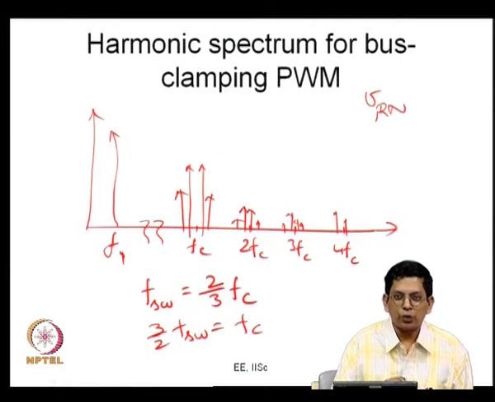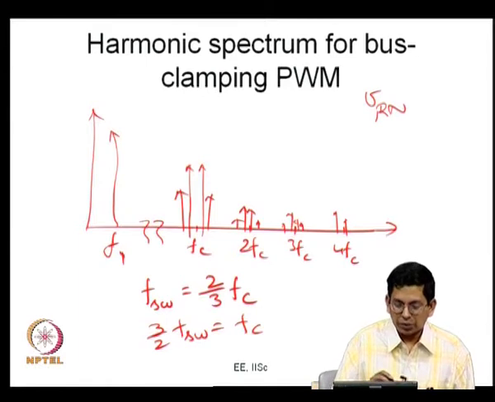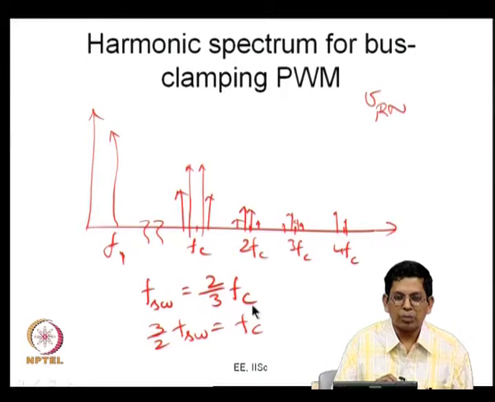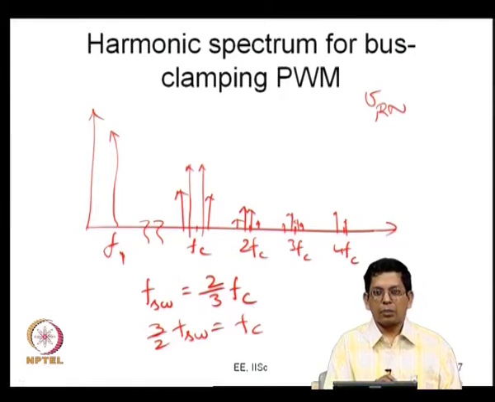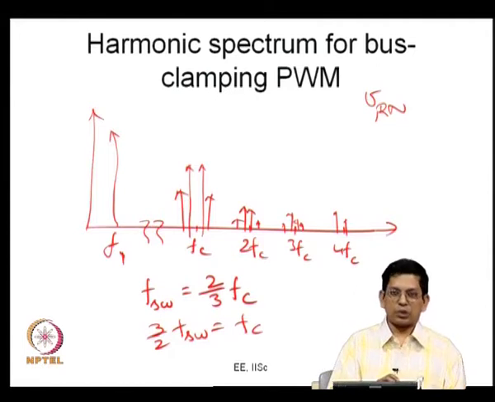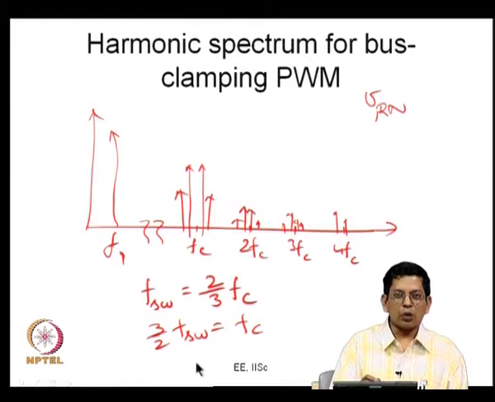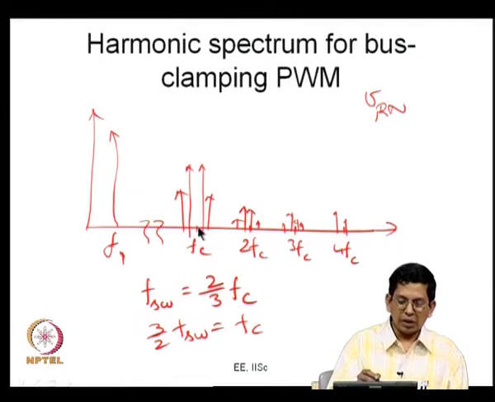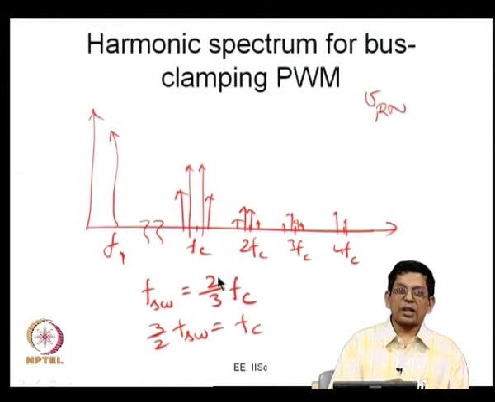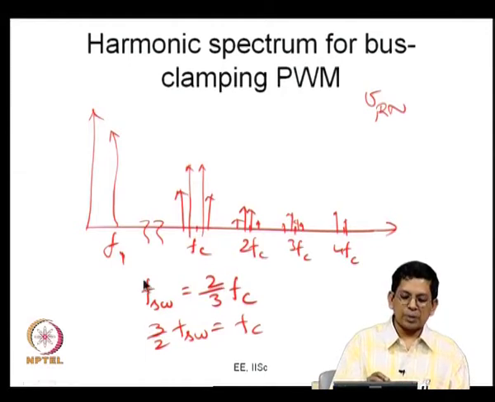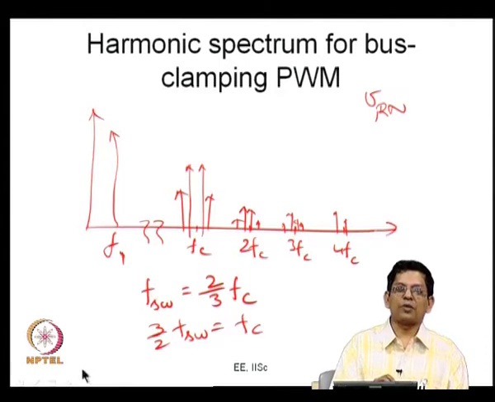When you go for bus clamping PWM, your effective switching frequency reduces to 2/3 of the carrier frequency. That can give you some benefit in reducing the switching loss, but your harmonic amplitudes can actually increase. On the other hand, you can maintain the same switching frequency. How? By increasing the carrier frequency by 1.5 times, to maintain the same switching frequency as sine triangle PWM or conventional space vector PWM. If you do that, what happens?